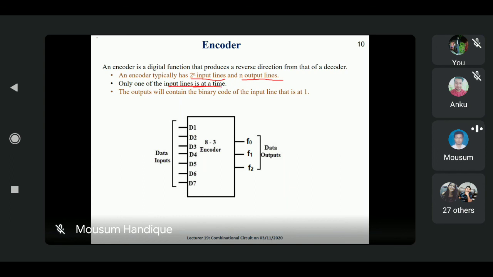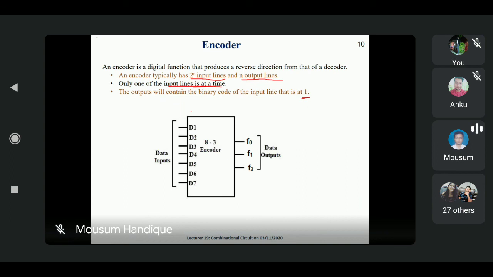Only one input line at a time. So out of these, only one input line must be active at a time. That means we are providing only one input line out of those lines. The output will contain the binary code of the input line. So the outputs are generated based on which particular lines are active, how many lines are active, and the combination of that particular input line.